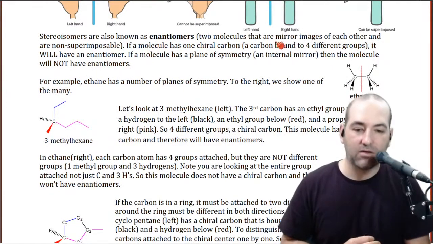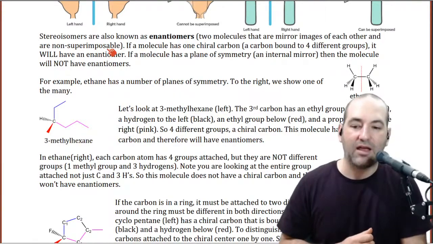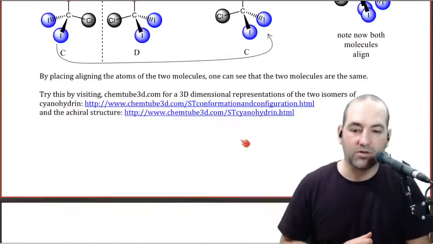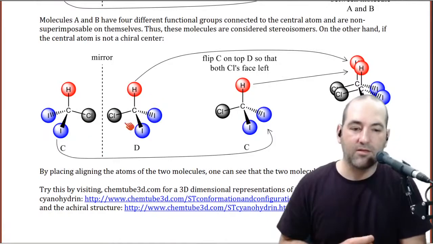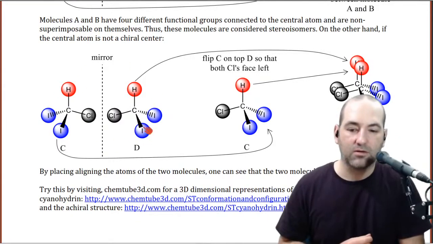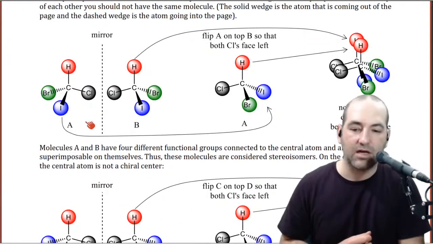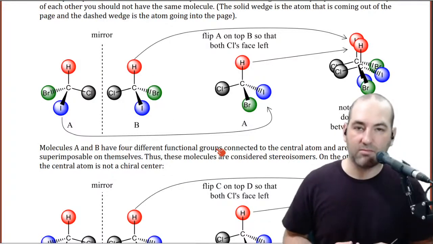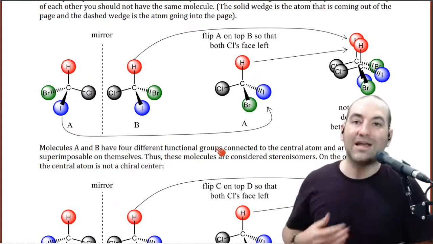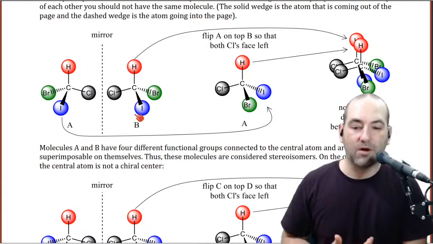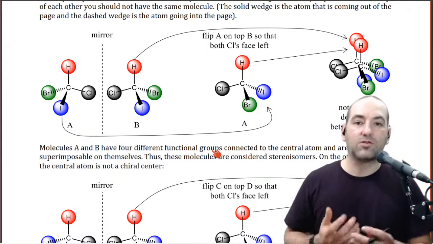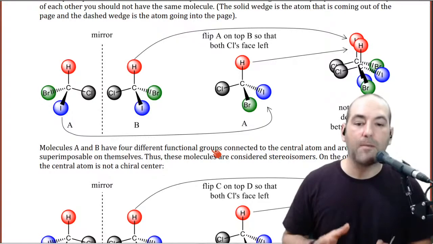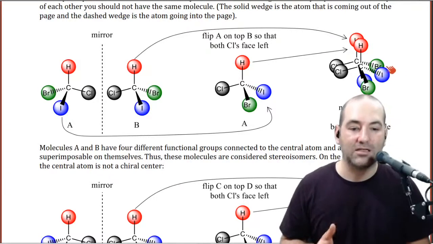Enantiomers are two molecules that are mirror images of each other and are non-superimposable. So the example here would be these two molecules, A and B. A and B are stereoisomers of each other, but they are also enantiomers because they are exact mirror images, but they are not the same. So two molecules that are exact mirror images but not the same are enantiomers.